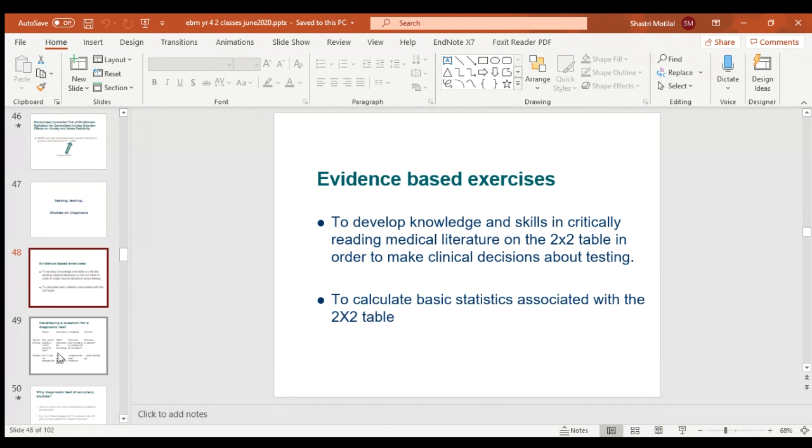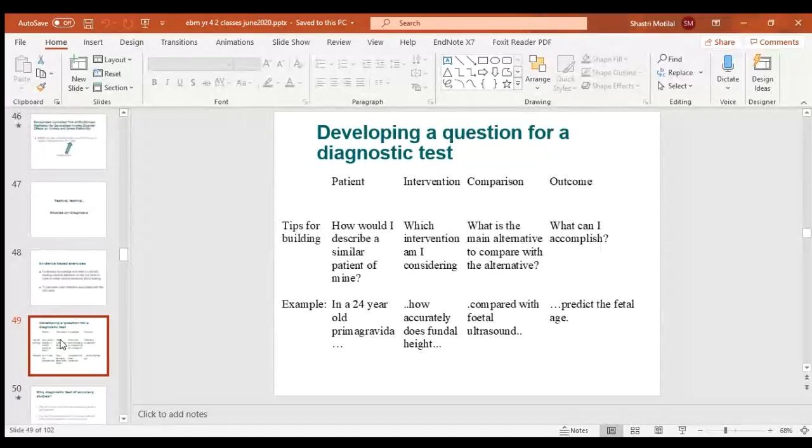Diagnostic studies, again, answer a particular question. Diagnostic studies answer the question that we could phrase in PICO, the first step in practicing EBM. So again, this is an example. We saw an example yesterday of what PICO looks like for treatment. This is what PICO looks like for a diagnostic study.